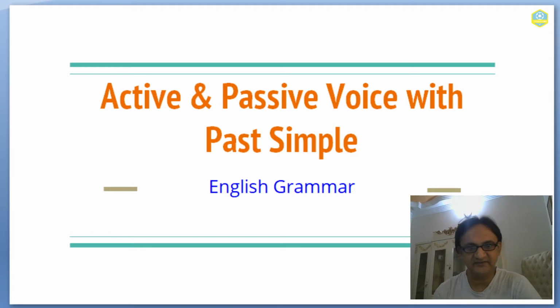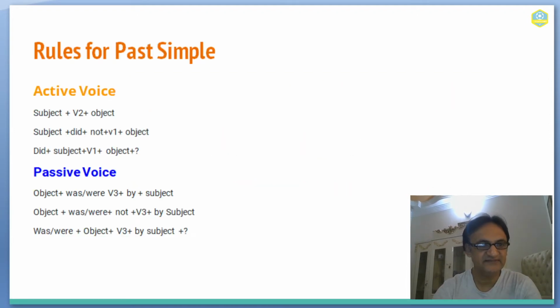Let's see active and passive voice with past simple. Today I'm going to share the rules first. You can see here the formula, which is the best way to describe any tense. So here are the two ways. One is the active voice, another part is the passive voice.